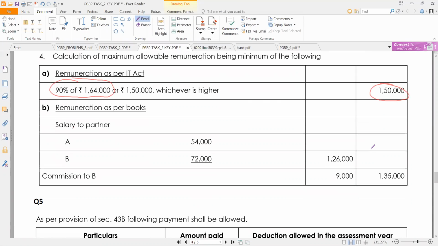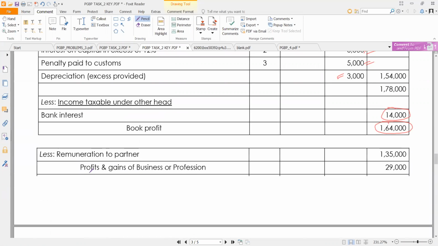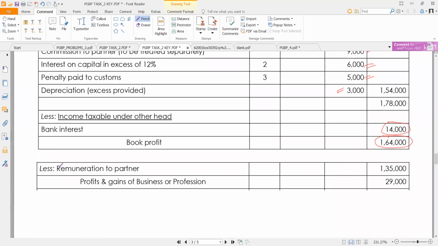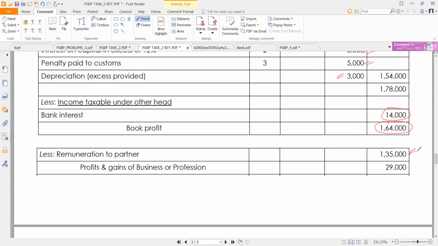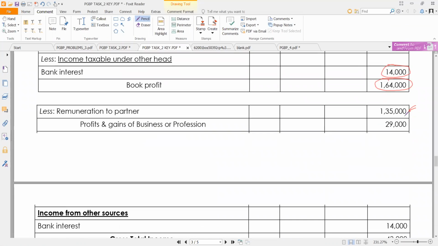But how much is there here? Total put together, debited to the P&L, 1,35,000. I told already this commission also is part of the salary. So 1,35,000, which is okay. There's no problem there. So definitely that 1,35,000, whatever was earlier debited, is now allowed as deduction also. So the PGBP of the firm is 29,000.